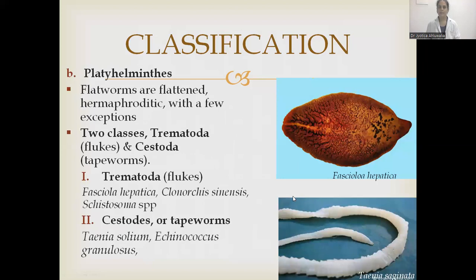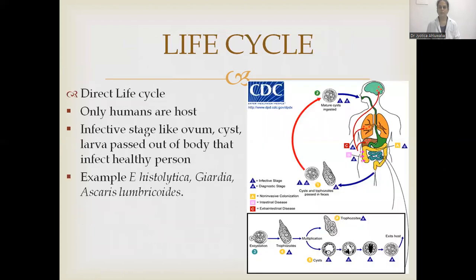The platyhelminths means flatworms. They are flattened, hermaphrodite with a few exceptions. The two classes are included in this platyhelminths, the Trematoda and Cestoda. Trematoda are fluke worms while Cestoda are tapeworms. So the examples for Trematoda are Fasciola hepatica, Clonorchis sinensis, Schistosoma species. While cestodes or tapeworms, the examples are Taenia solium, Echinococcus granulosus.